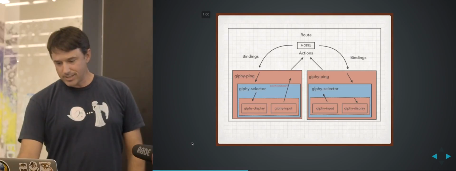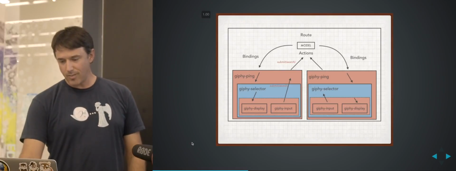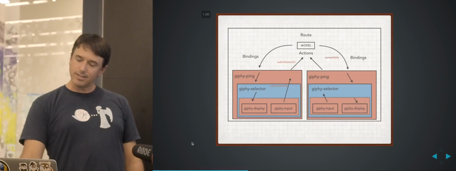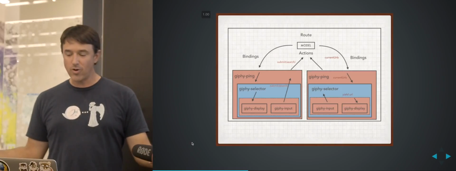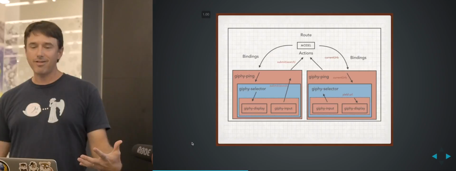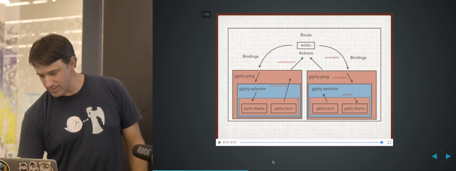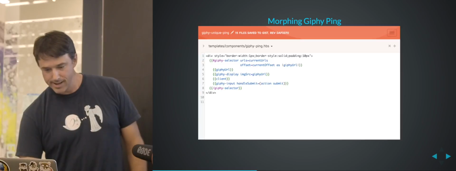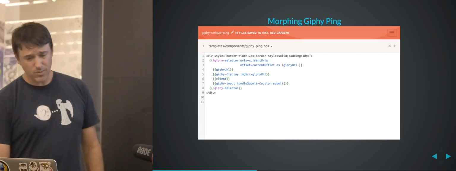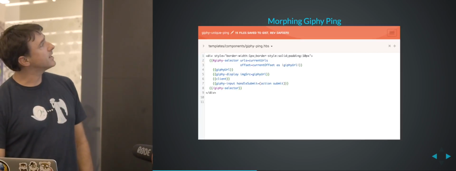So you get a submit on the search. That calls submit up into the model, which sets the model, gives you a list of URLs, which gets passed down to Giffy Selector, our morphing component, which picks the right URL out of that and passes it to the Giffy display to display the right URL. And we'll show you that in a second. So this is our Giffy Selector component.